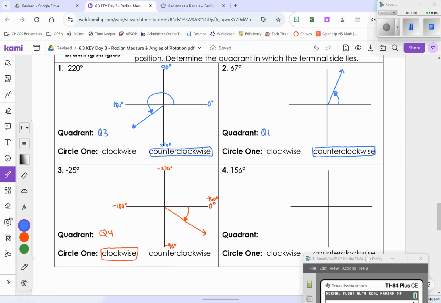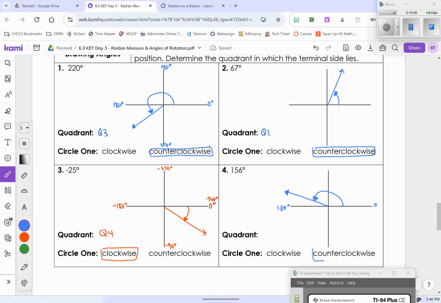Next, we have 156 degrees. If this is 0 and this is 180 degrees, 156 degrees would be in quadrant 2. So this is going to end here. We start at the x-axis and go counterclockwise. And when we do that, we land in quadrant 2.